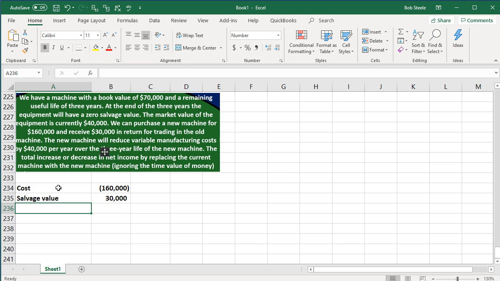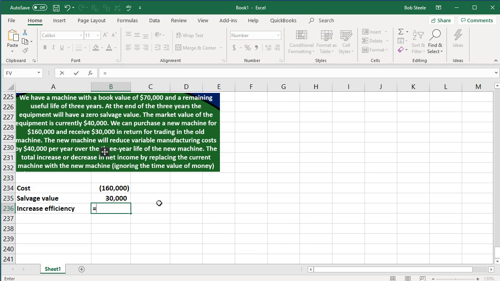So this is going to be what we're going to get over the next 3 years. We're going to have increased efficiency. Let's call it increased efficiency. Okay, so now we're going to say that increased efficiency is going to be $40,000 times 3 years, right? 3 years, because that's going to be the useful life that we're going to have of this that we're comparing it to.